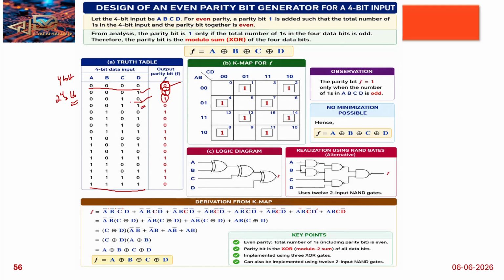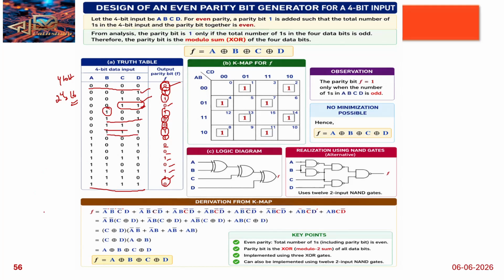Even ones are there, 2 ones are there, then output should be 0. Okay, so odd 1 is there, then add 1 bit. Okay, so 2 ones are there, 0. Again 2 ones, 0. 3 ones we need to convert 1 here. And again 1. So 0, 0, 1. Okay, 0, 1, 0. Sorry, 1, 0.